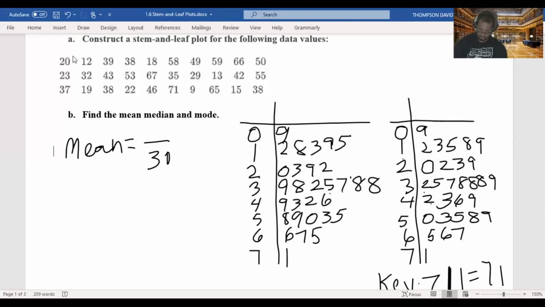We're going to put that in the numerator. And we already know that there's a total of 30 numbers, so we're going to put that in the denominator. When we add all the numbers up for the numerator, we get 1,161. Now we divide the 1,161 by 30 to get 38.7 as our mean.